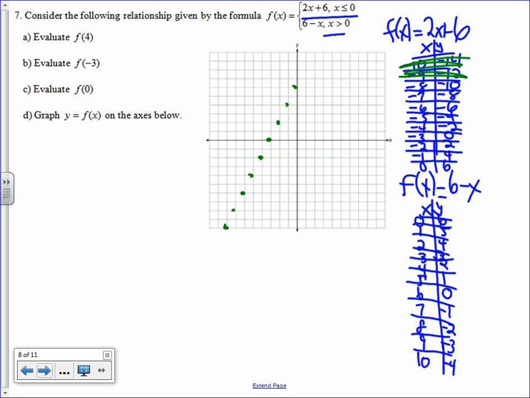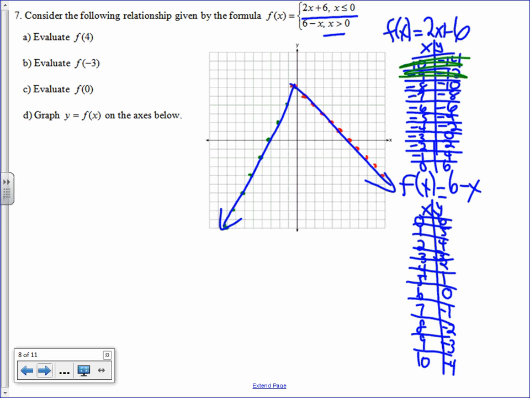Now I go to the table and plot those points. I connect this point, I connect these, I draw arrows because there's no interval, and that's my graph.